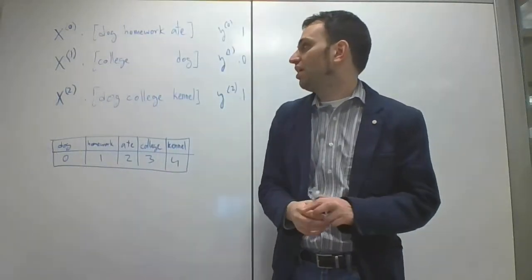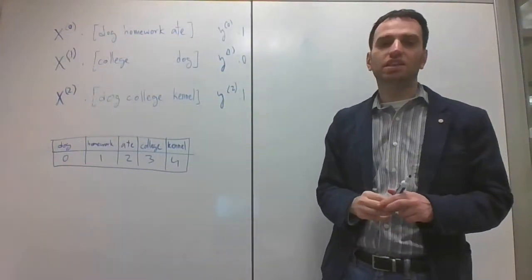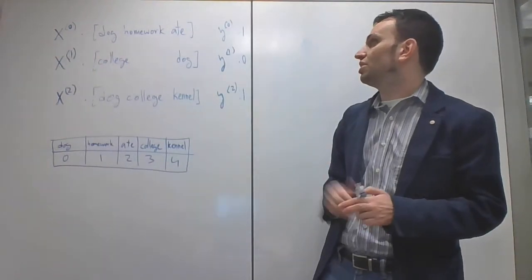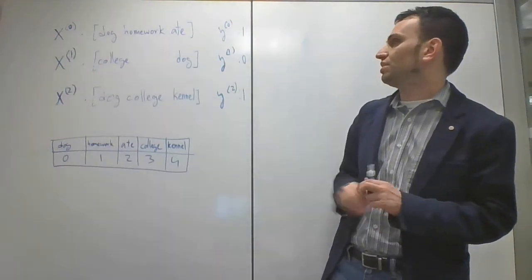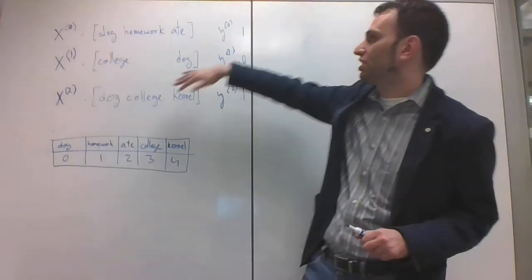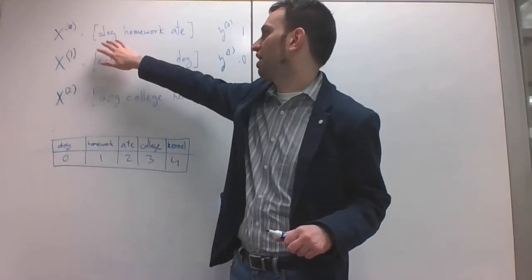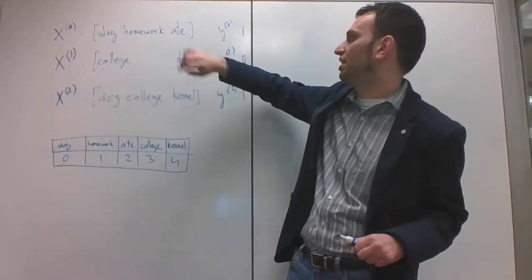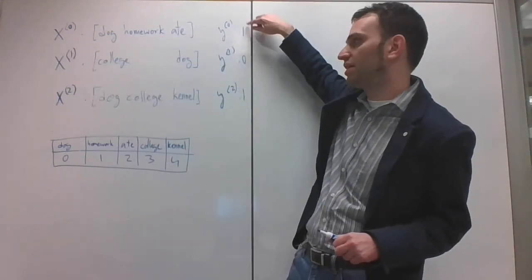In this video, I want to talk about the naive Bayes model. So we'll start with describing the dataset. The dataset is email data. Here, for example, is the first email. It has the words dog, homework, and 8 in it, and it's of class 1.